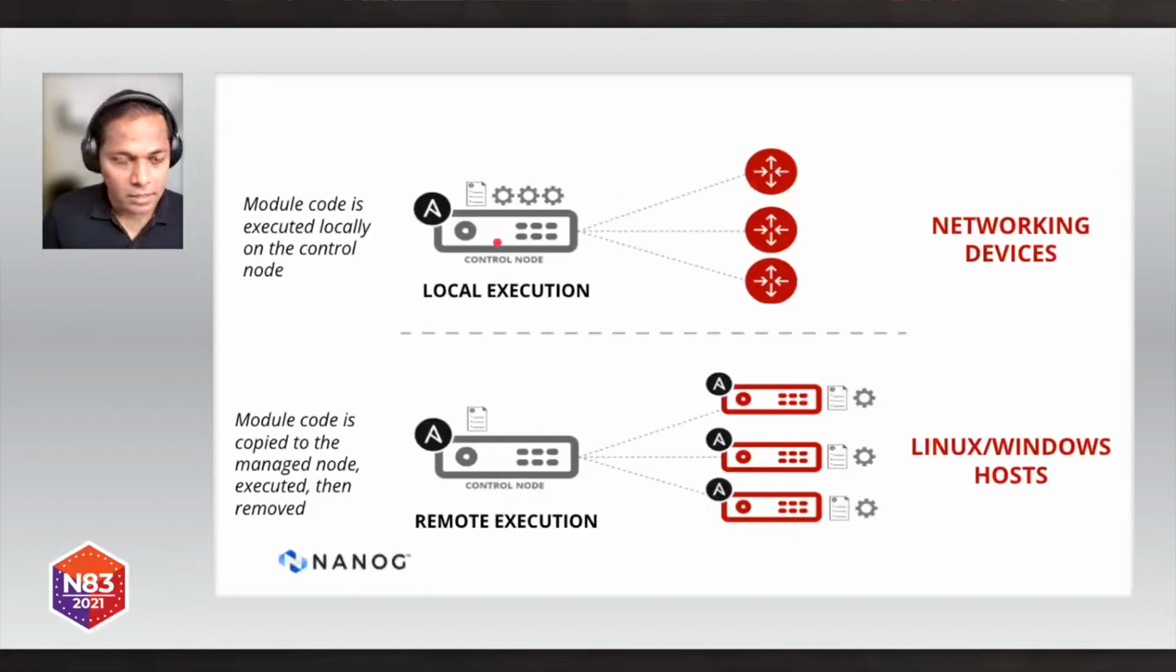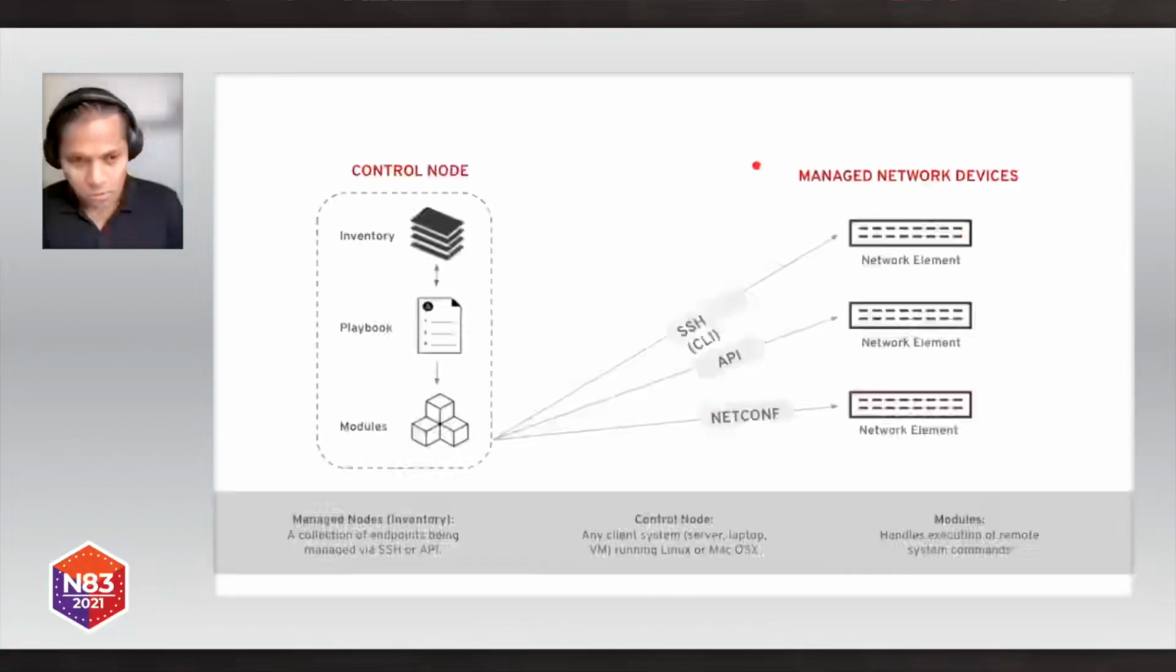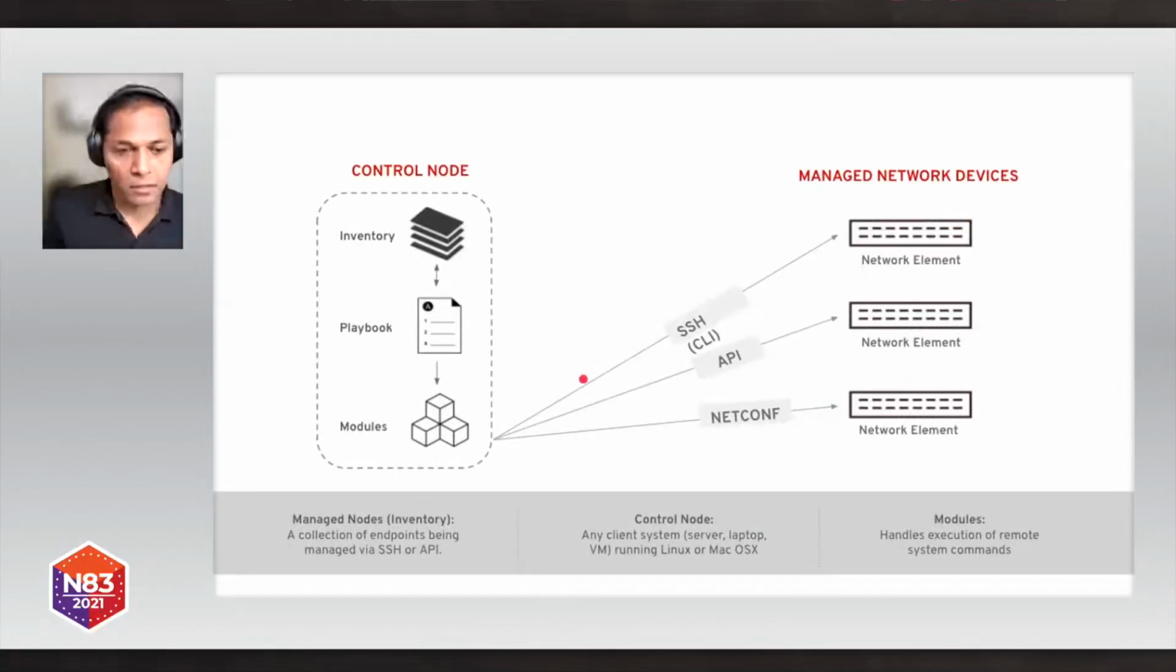So in this case, the modules are run on the control node, and on the control node, it uses various connections to connect to the remote host, and then execute the command and fetches the response back. So this slide talks about what are all the connection types that are specific to networking. First one is the famous or most widely used is the SSH connection.